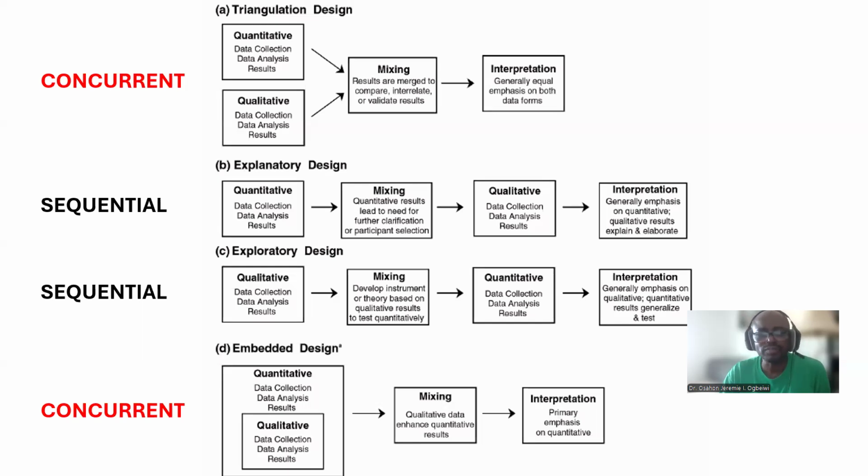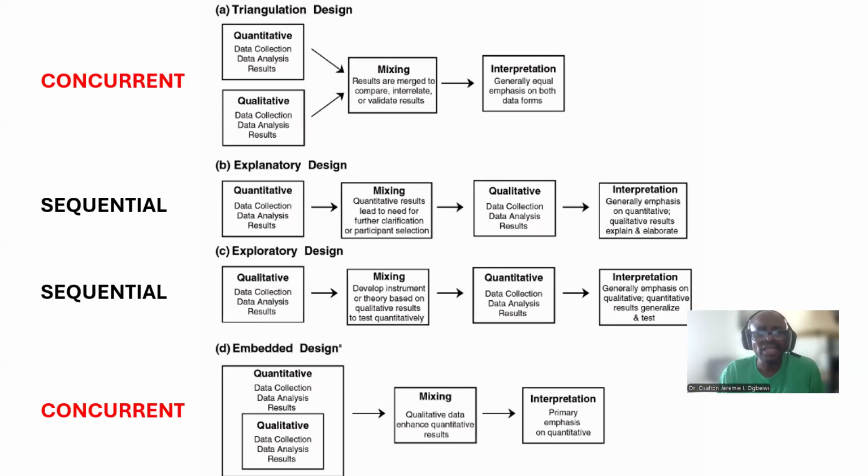explanatory mixed method study. If you do the qualitative first, and then you get the themes, the opinions, and then you use the qualitative data to now design your quantitative questionnaire. So basically it means that you explore first before you go to the field for your quantitative study. So that particular study, therefore, is called a sequential exploratory mixed method design.